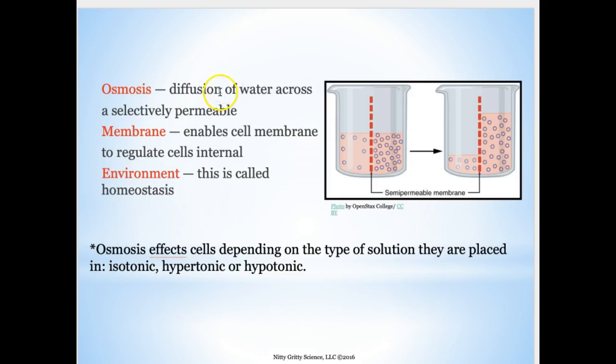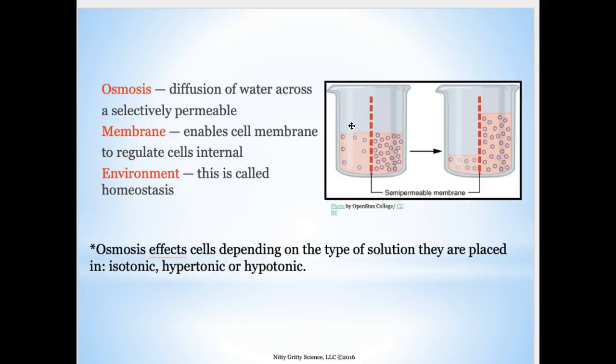Osmosis is the diffusion of water across a selectively permeable surface. The membrane is what allows cell membranes to regulate the cell's internal environment, and the environment is where that homeostasis comes from. So basically, think about it this way: osmosis affects cells depending upon the type of solution they are placed in. There are three types: isotonic, hypertonic, or hypotonic.